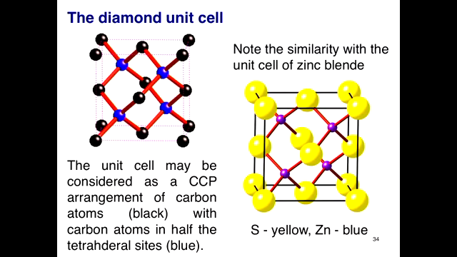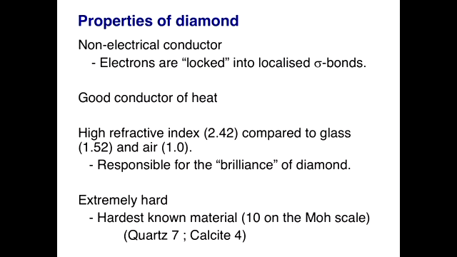You might say, where's that adamantane unit? Well, here's one cyclohexane type ring, 1, 2, 3, and 4. So the unit cell may be considered as a close packed arrangement of carbon atoms with carbon atoms in half the tetrahedral sites. If I took zinc blende, changed all the sulphurs to carbon and all the zincs to carbon, I'd have diamond. So I want you to recognise that parallel between diamond and zinc blende.